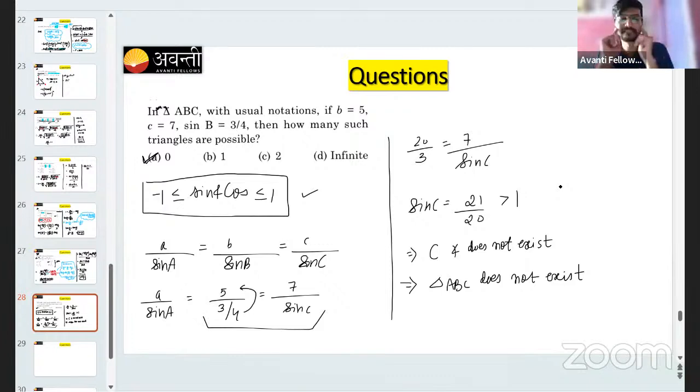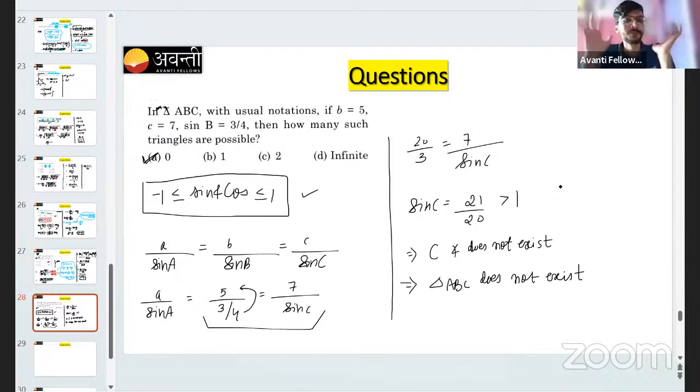This is what I was saying. It's a unique way of asking a question. How many triangles are possible? Suppose I got two values of sine C, suppose one I got 3 by 5 and the other one I got minus 3 by 5. Then what is my conclusion? Since I got two values, that means there will be two triangles possible. So in that case, my answer will be option C.